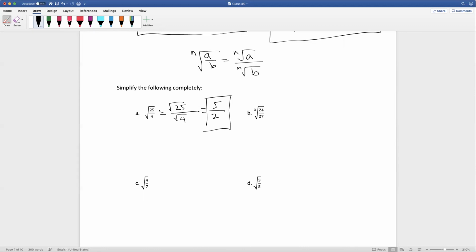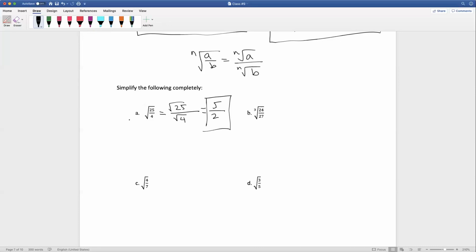I got rid of all radicals. I got rid of all fractions under the radical. I got rid of all radicals in the denominator. And I don't have any perfect square factors left in my square roots because there are no square roots left. It turned out that both of these were perfect squares anyway. So this is equivalent to saying 5/2.